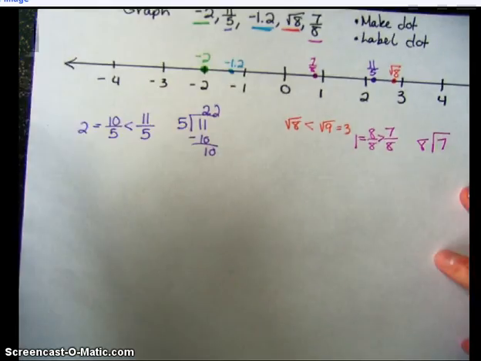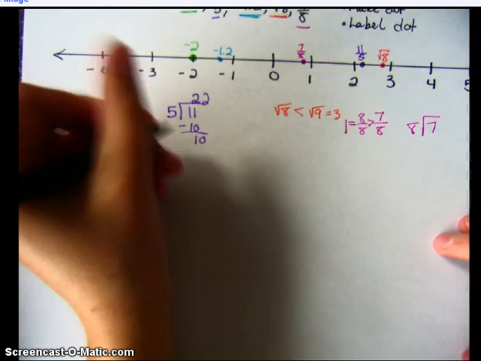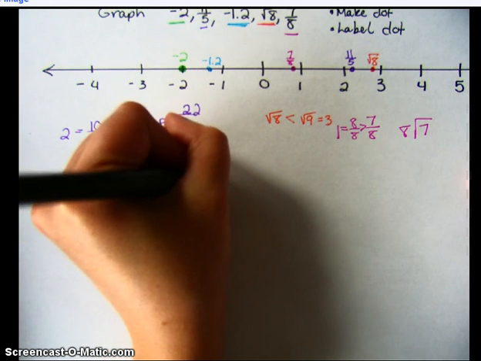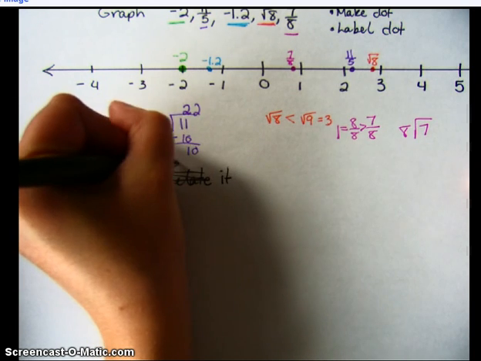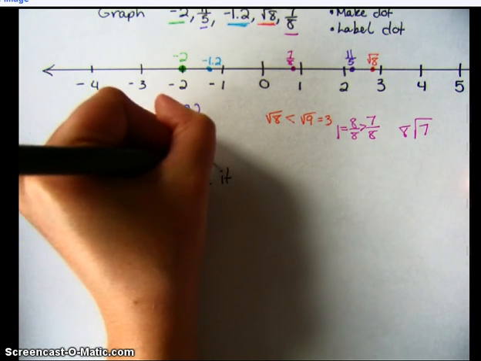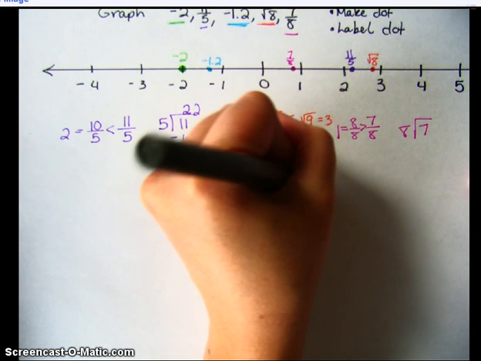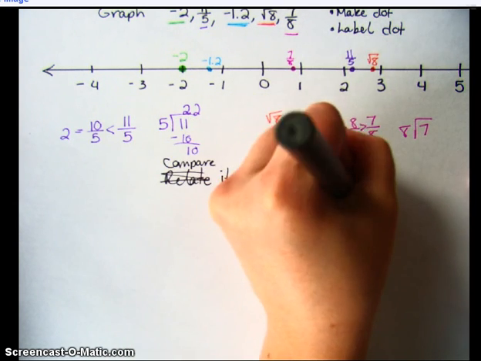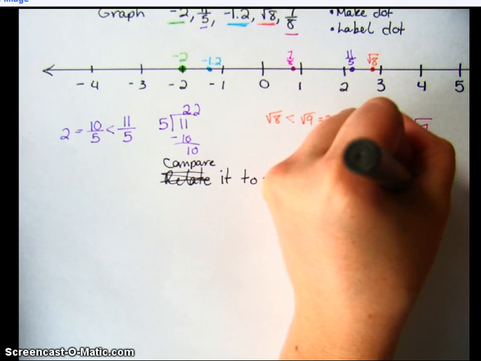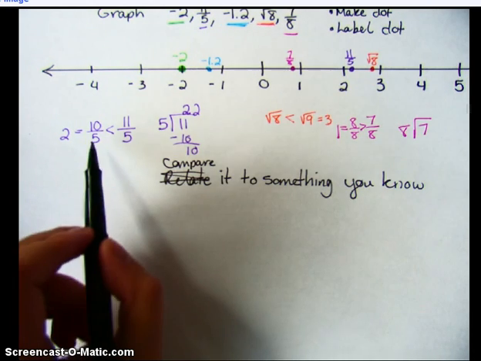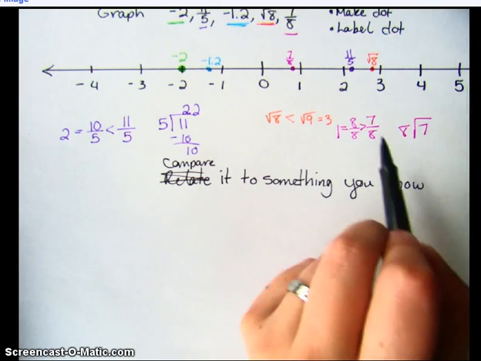Okay? The moral of the story here is relate it, let's say compare it, I like that better. Compare it to something you know. Always compare it to something you know. That could be a fraction that divides nicely. It could be a square root.